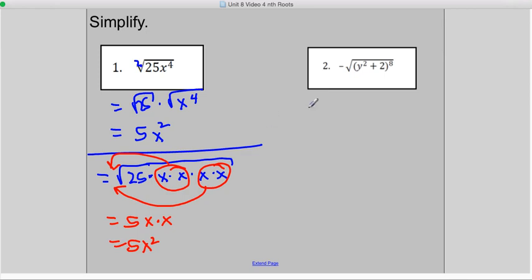Okay, number 2. This negative out in front is going to stay, so I'm just going to write it. Then we have the square root of something to the 8th power. So what I would do is take 8 divided by 2, which is 4.